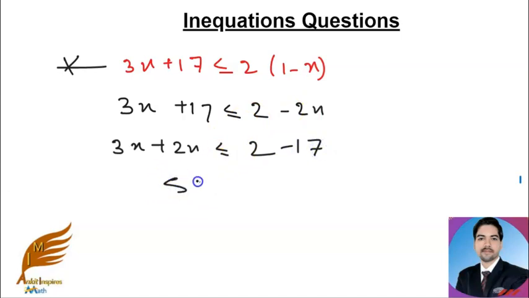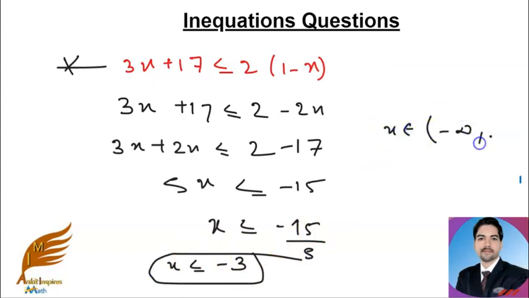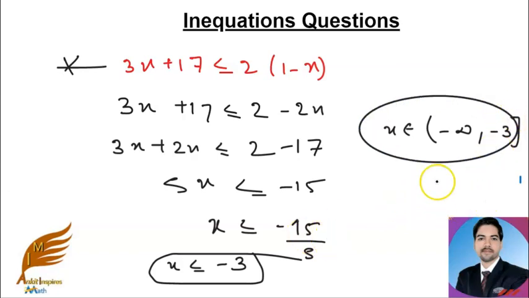3x plus 2x, that is 5x, is less than equal to minus 15. So x is less than equal to minus 15 divided by 5. It will be x less than equal to minus 3. 5 3s are 15. So our answer will be x belongs to minus infinity to minus 3, and minus 3 will be included. I hope this is clear. Clear children? If you want to draw on a number line, it is very very easy.